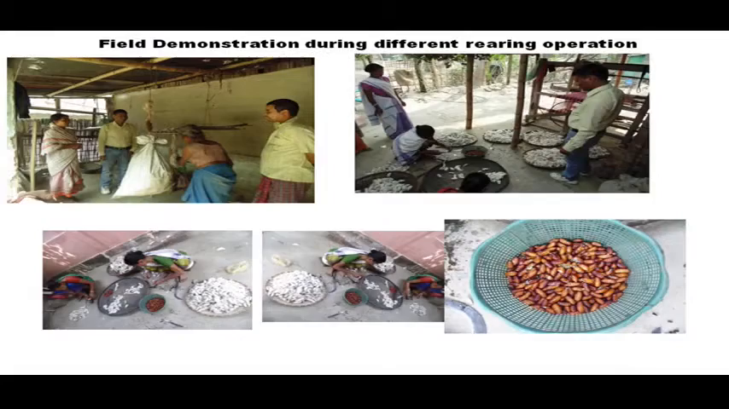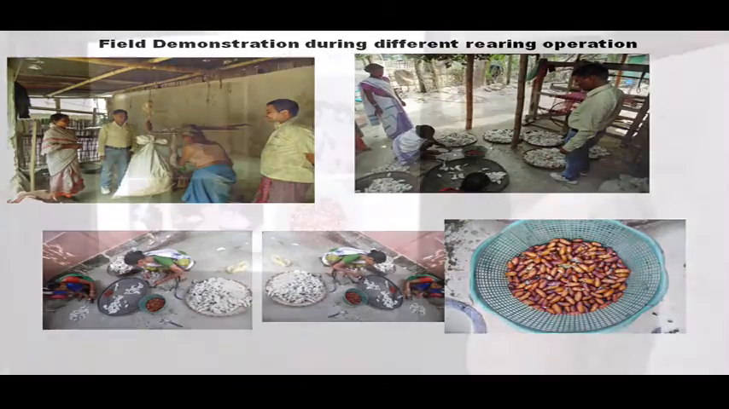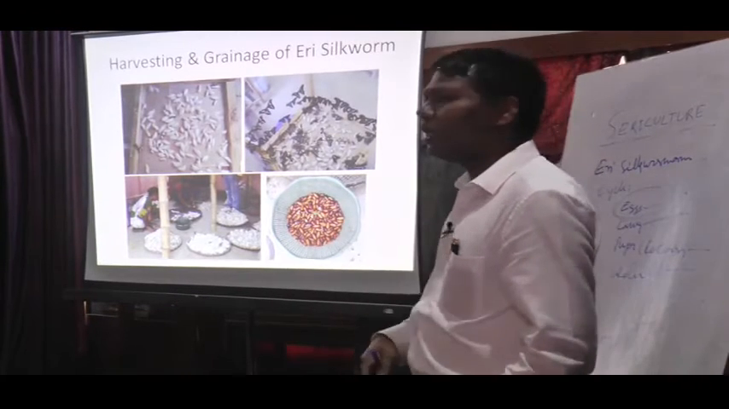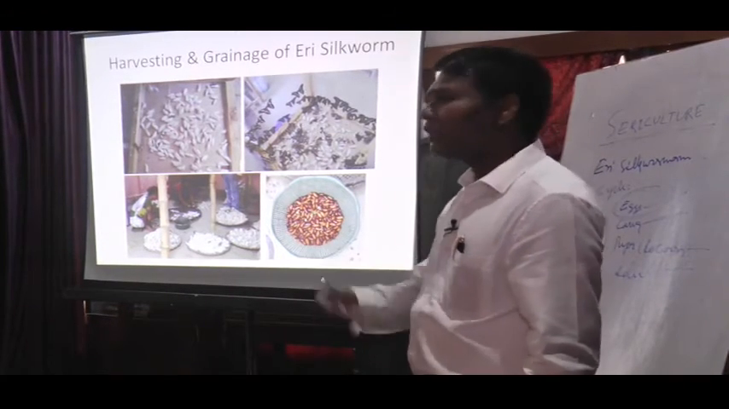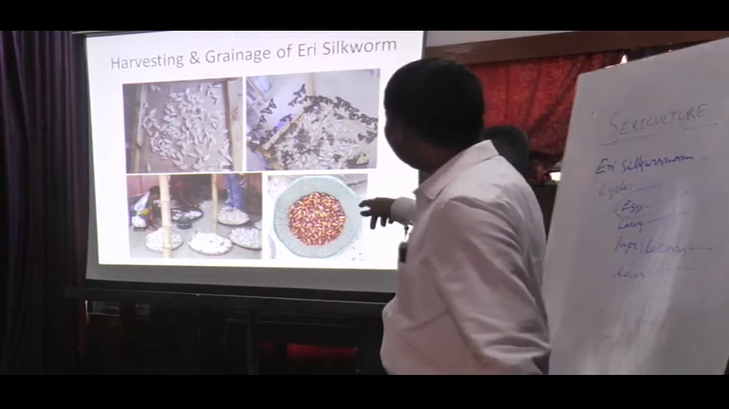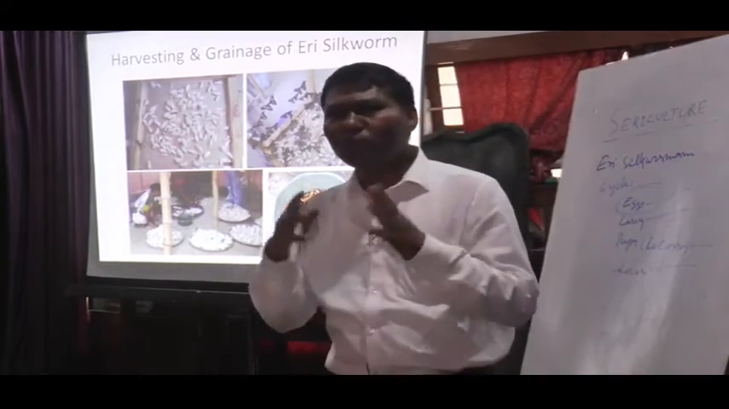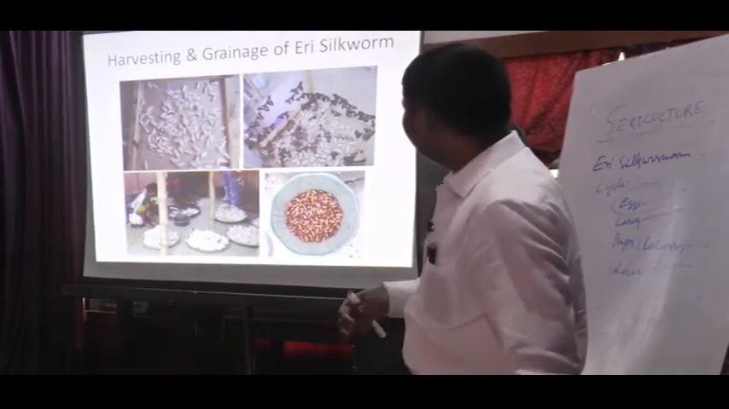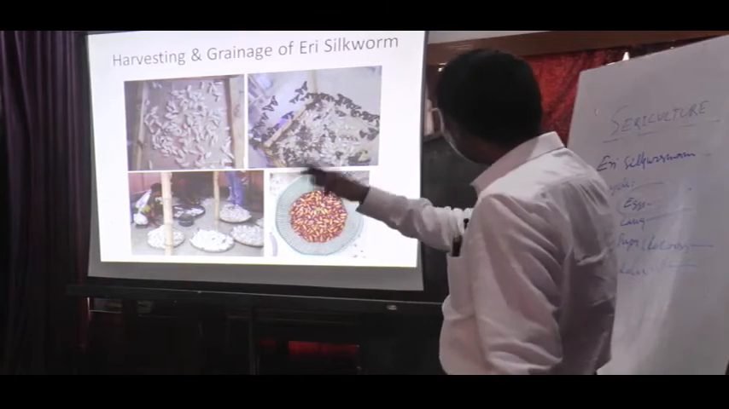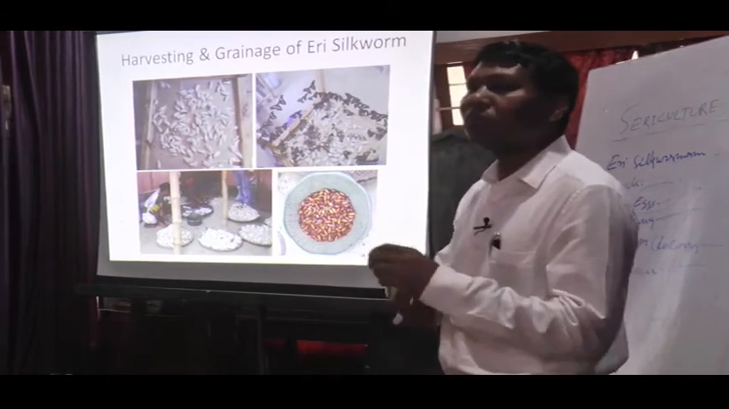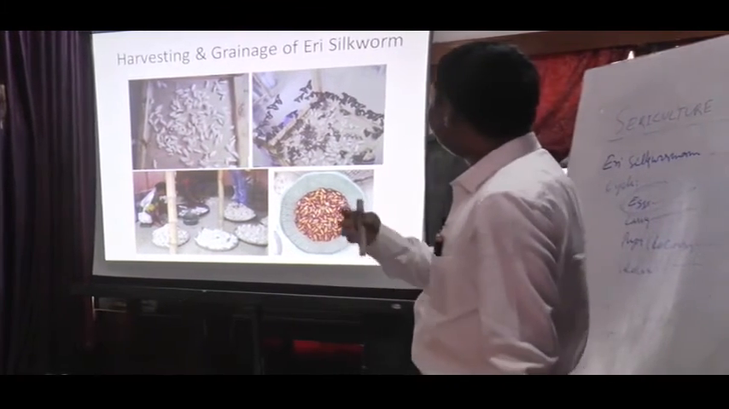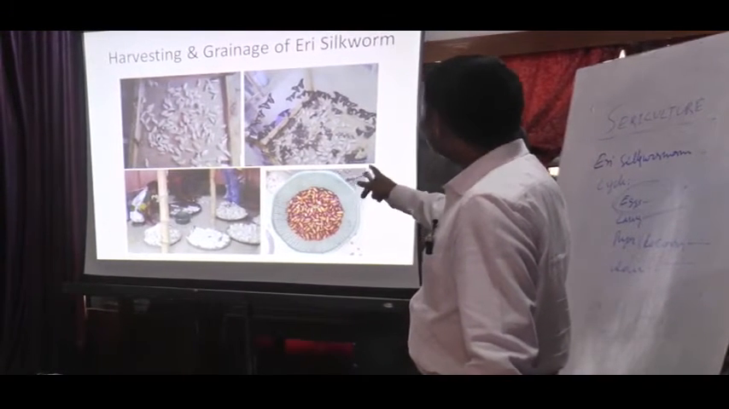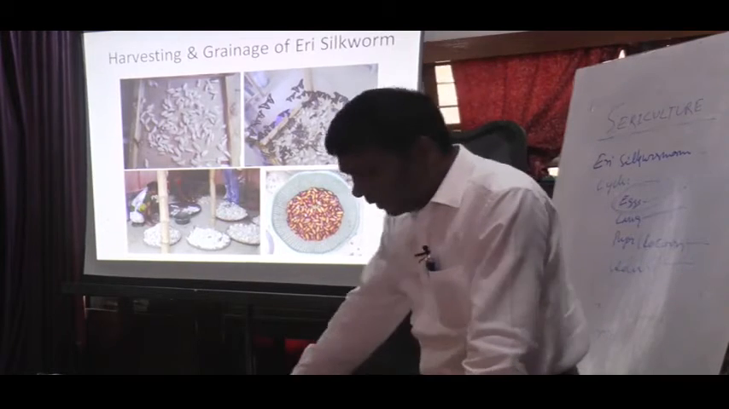So, post-cocooning operation. After 5 to 6 days of the cocooning, generally up to 8 days, they harvest the cocoon like this. Because it is an open-mouthed cocoon, the pupa can be extracted from the cocoon, and then we can go for the spinning of the eri silk. So they sell the eri pupa like this. So these are the harvesting and grainage of the eri silkworm.